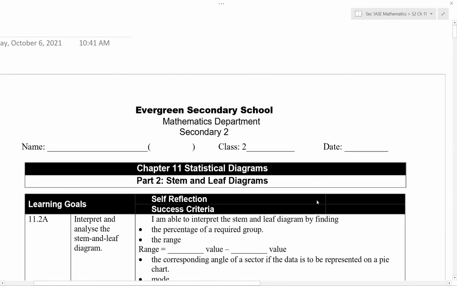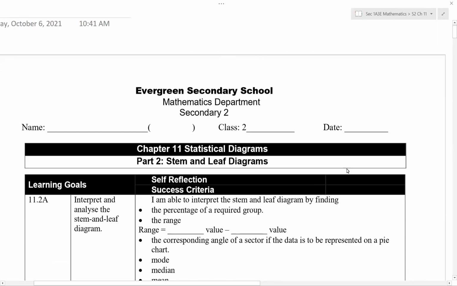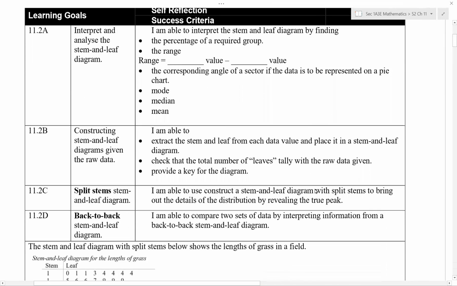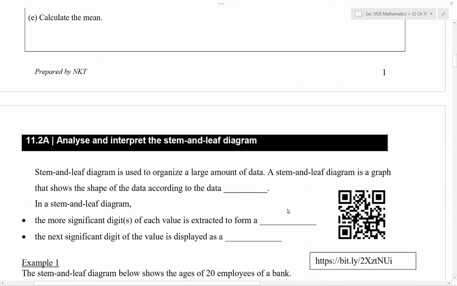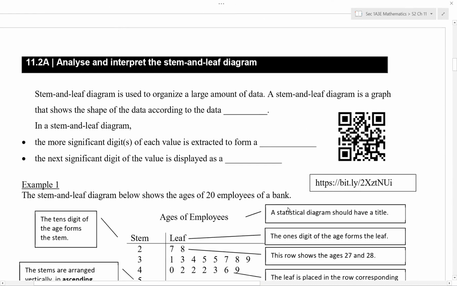This is a video for chapter 11, part 2 on stem and leaf diagrams. Now, a stem and leaf diagram is used to organize a large amount of data. A stem and leaf diagram is a graph that shows the shape of data according to the data values.